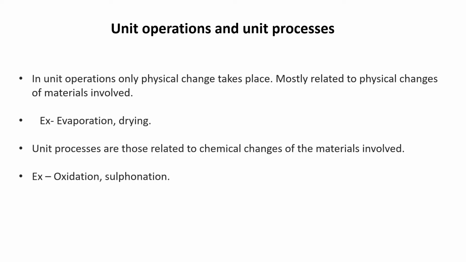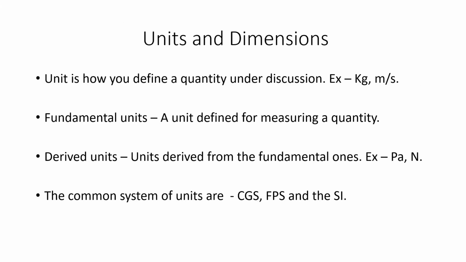And the unit processes, as said, are those which are related to chemical changes. So the chemical nature of the reactants and products will be different. The examples include oxidation, sulfonation, alkylation, etc. So moving on to the next concept, we have units and dimensions.